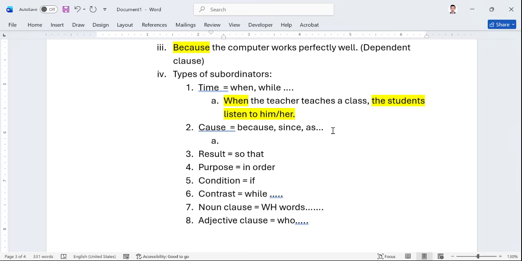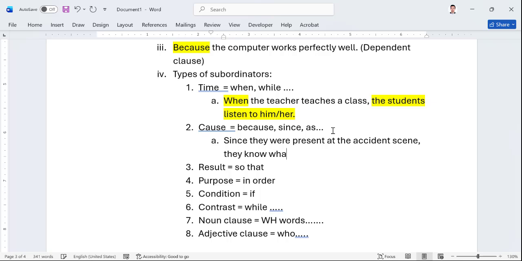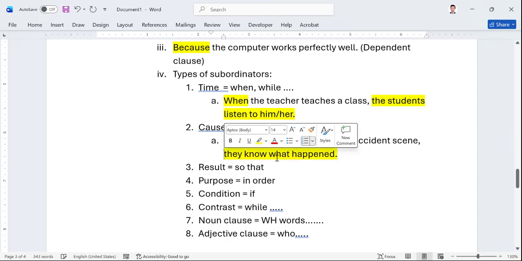If you have cause, I may say since they were present at the accident scene, they know what happened. So here, what is the reason they know what happened? Because they were at the accident scene.